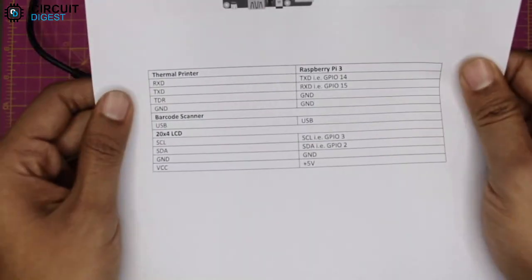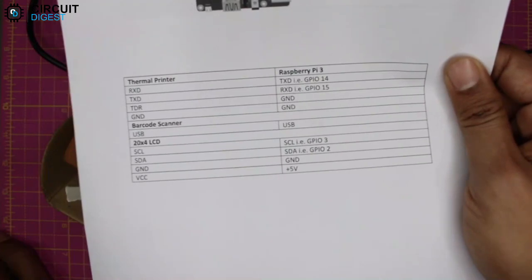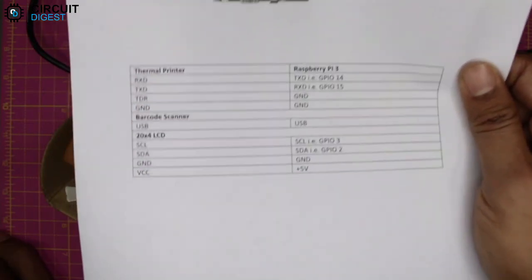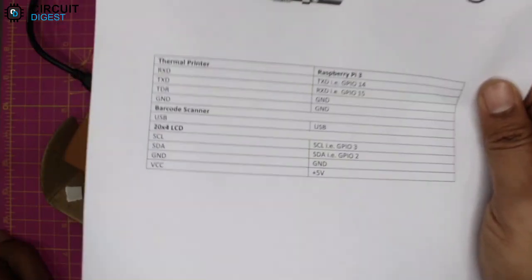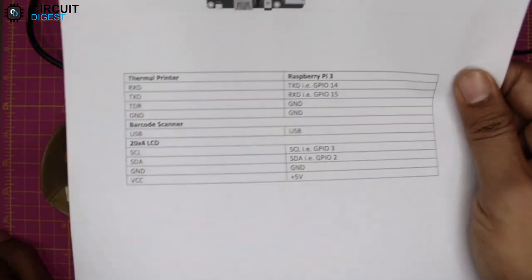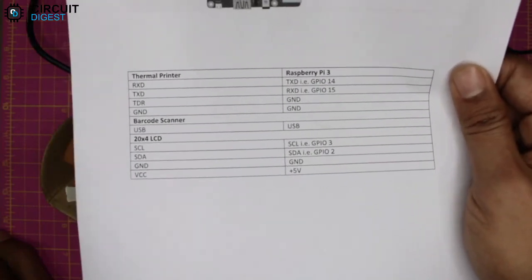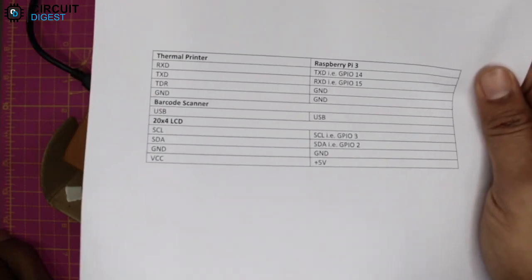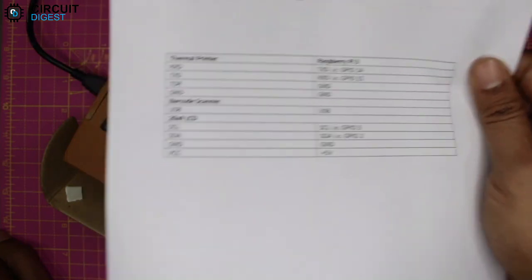Now you can also take a look at this table, which clearly tells which pin is connected to what. The RX pin of the thermal printer is connected to TX, which is GPIO 14, and then the TX pin of thermal printer is connected to GPIO 15. The DTR pin on thermal printer is connected to ground, and then the ground pin is connected to ground. The barcode scanner is connected to the USB port, and the 20x4 LCD I2C module is connected to GPIO 2, 3, as you can see here, and it is powered with the 5 volt.